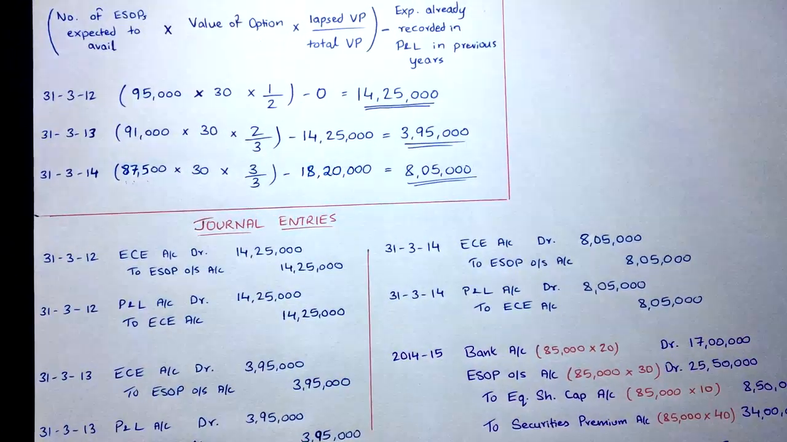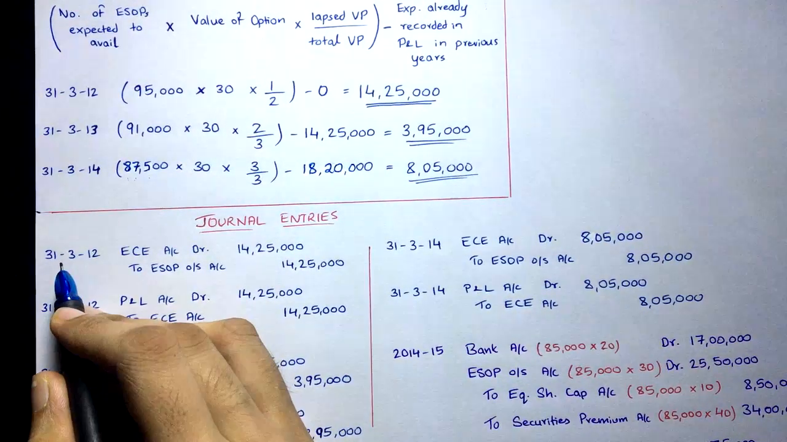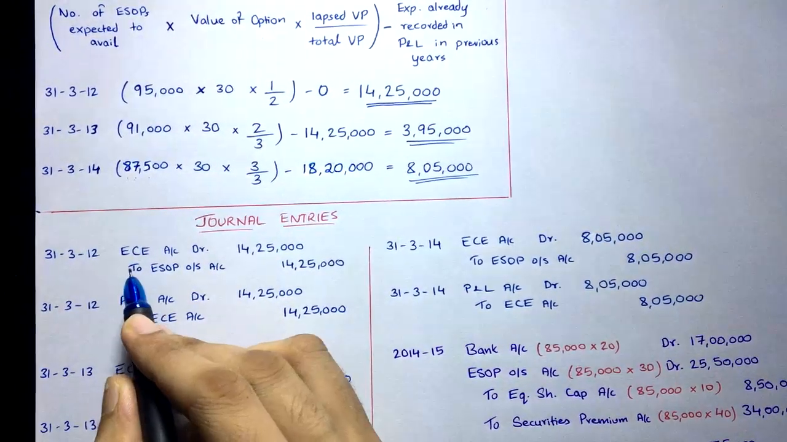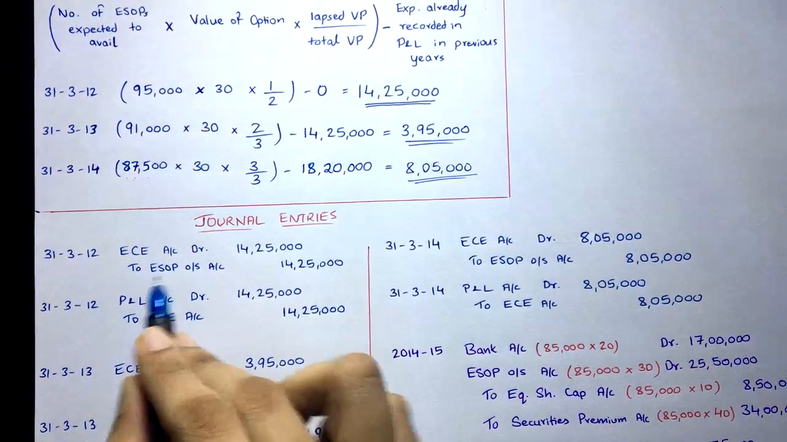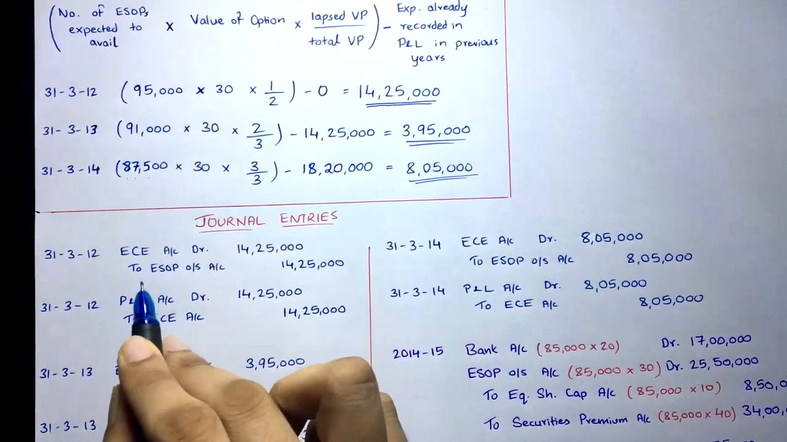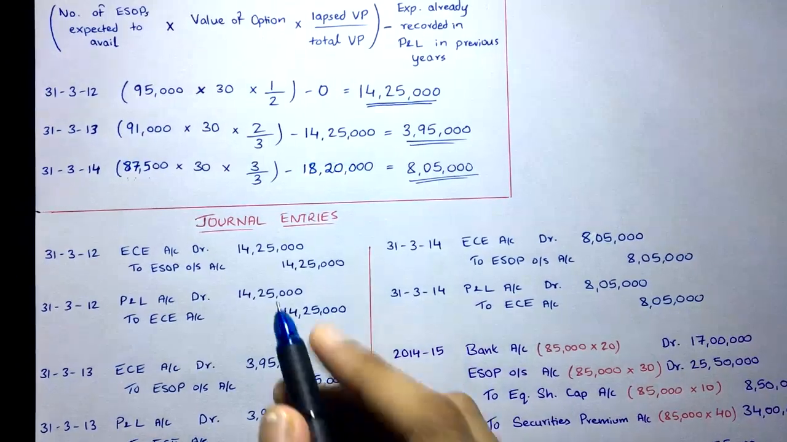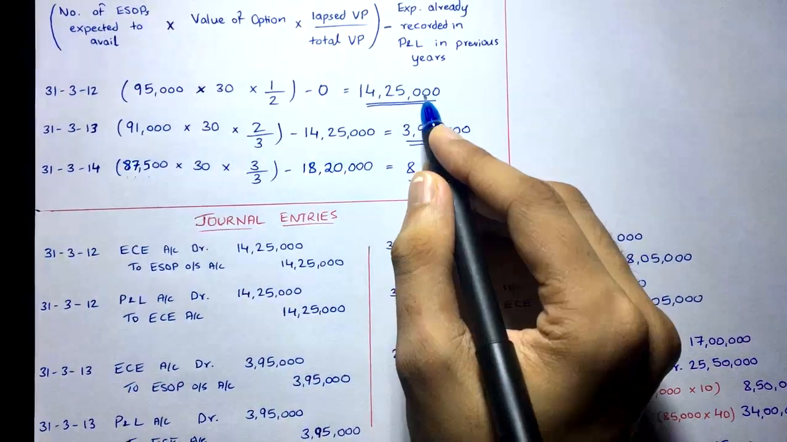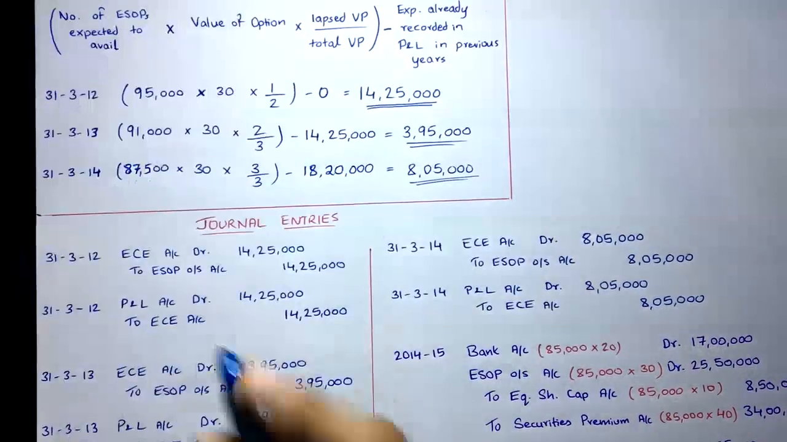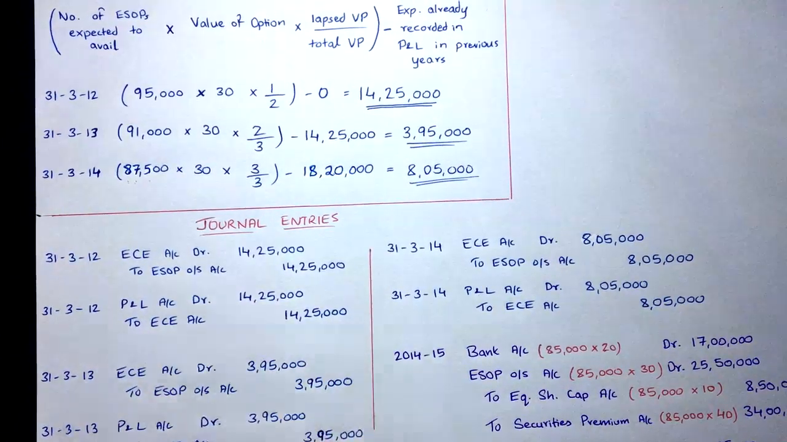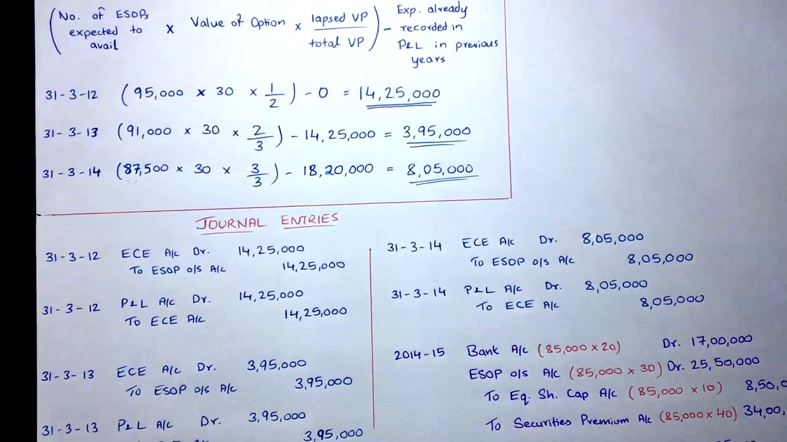So see here, I have taken short forms over here. At the end of the first year, 31st/3/2012, employee compensation expense account debit 14,25,000, to ESO outstanding or ESOP outstanding account 14,25,000. I got this amount from here. At the end of the first year, we have to recognize the expense and the liability. Actually, it's not a liability, this ESOP outstanding account. It's equity actually. It will be shown under reserves and surplus under shareholder funds in the balance sheet at the end of every year.